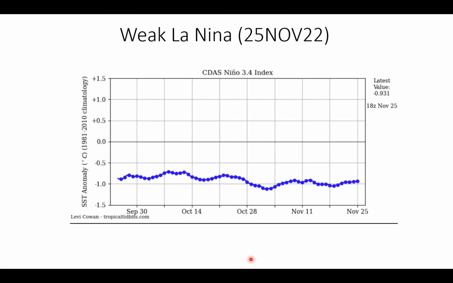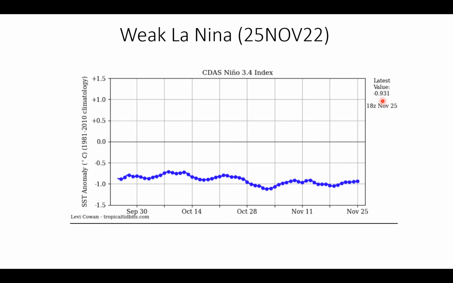Now, speaking of La Nina, I just wanted to show you a brief image courtesy of Levi Cowan at tropicaltidbits.com, generally showing you that we're sitting at minus 0.93 degrees Celsius below normal temperature anomaly in that Nino 3.4 region. That is going to equate to a weaker La Nina.